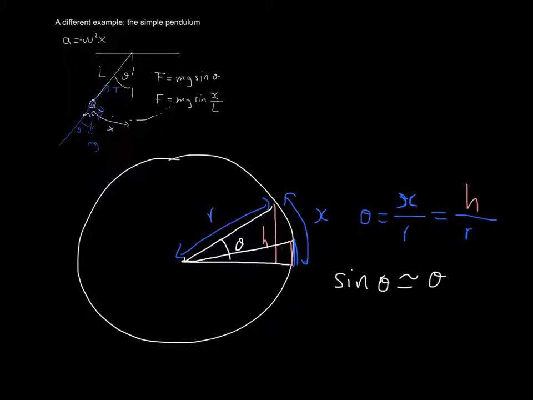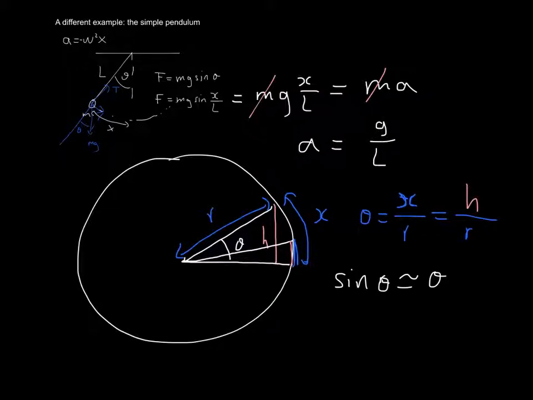Okay, so now I can use this and change things in here and get that force equals mg, and instead of sine of x over L, it's just x over L. And of course, force is nothing but mass times acceleration, so I have that mass times acceleration equals mg x over L. Now, the first thing that I notice is that the mass cancels out, which is always great news. So the mass goes out, and then I have that acceleration equals g over L x.